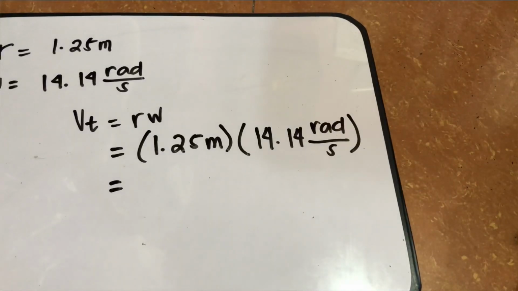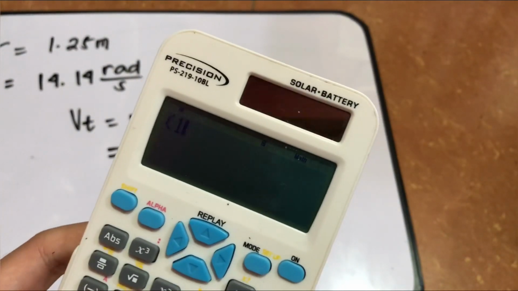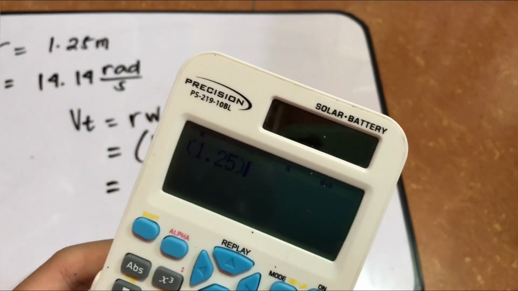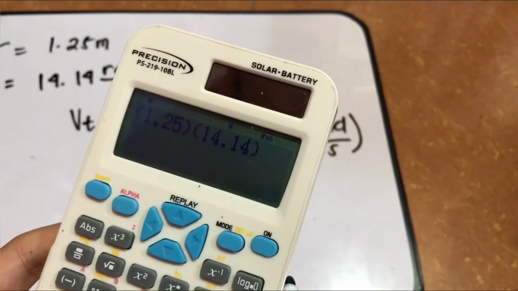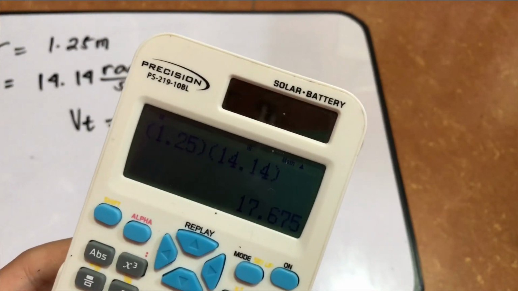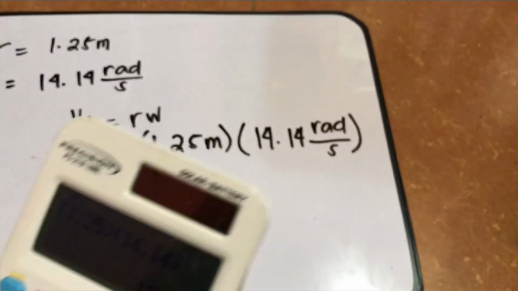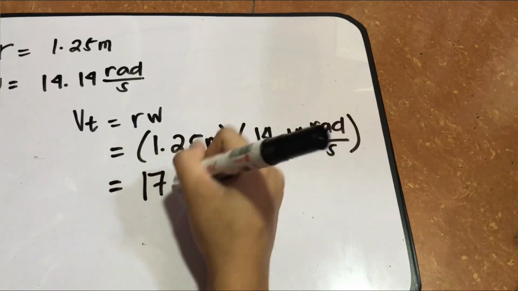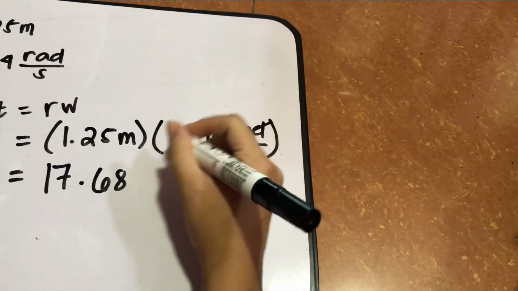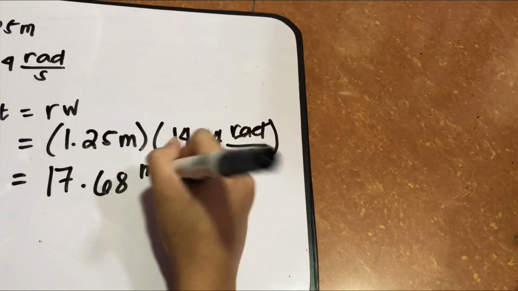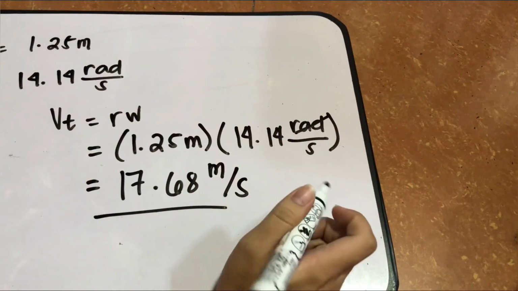So, atoan na siyang isolve. 1.25 times 14.14 is equals to, so mahimo na siyang 17.68. Cancel out naman ni siya. Meter per second. Mao ni siya ang atoang tangential speed.